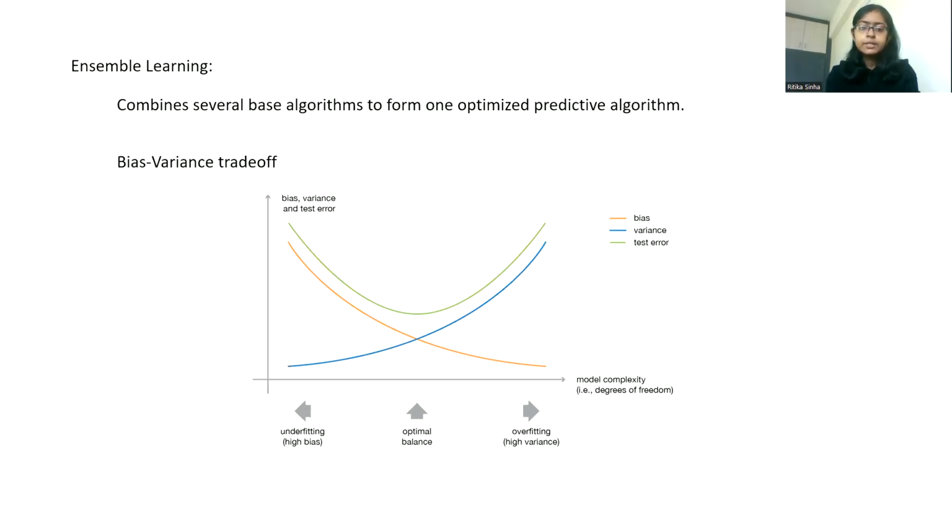Unity is strength. This old saying expresses pretty well the underlying idea that rules the very powerful ensemble methods in machine learning. Ensemble learning combines several base algorithms to form one optimized predictive algorithm. It is a machine learning paradigm where multiple models, often called weak learners, are trained to solve the same problem and combined to get better results. The main hypothesis is that when the weak models are correctly combined, we can obtain more accurate or robust models.